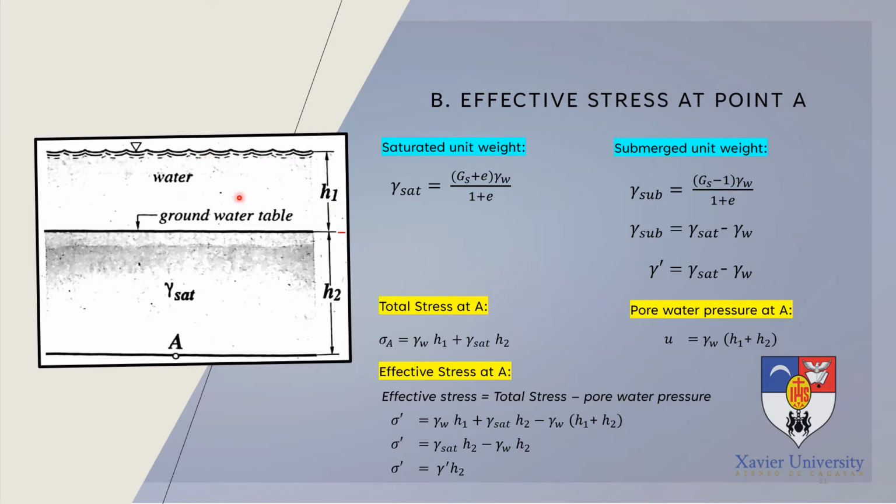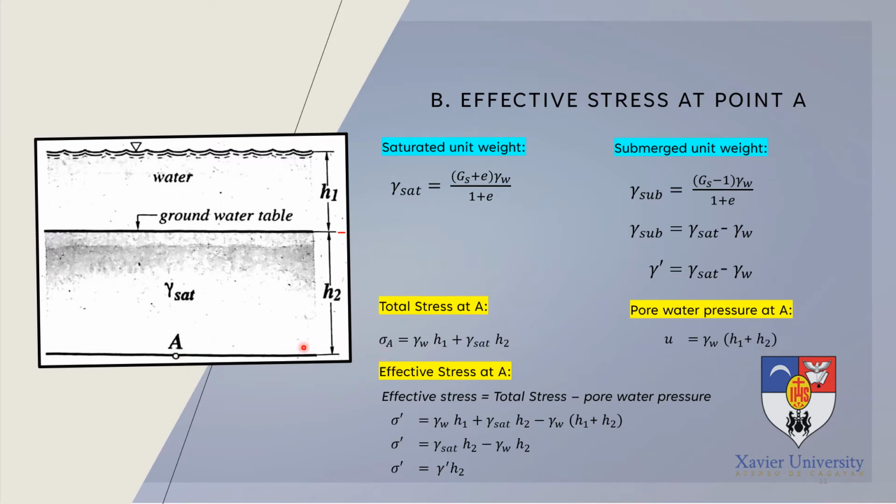So this H1 is just the height of the water, and the stress caused by this layer is just equal to gamma water times H1, plus gamma saturated times H2. So that is how we compute each of the stresses caused by these layers. We add the two, and then we come up with the total stress at point A.